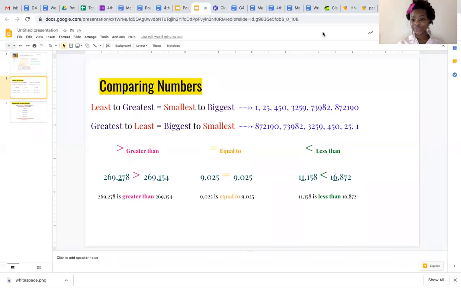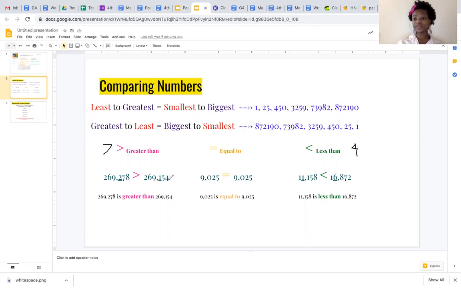So try to keep that in mind because I know that sometimes this can be a little bit confusing. So here we have, right, kind of looks like a 4, and here it kind of looks like a 7. So this tells us that the number where the, I guess, the mouth of the shark is open is greater. So in the example 269,279, we can see that this number is greater than 269,154. How do we know this?